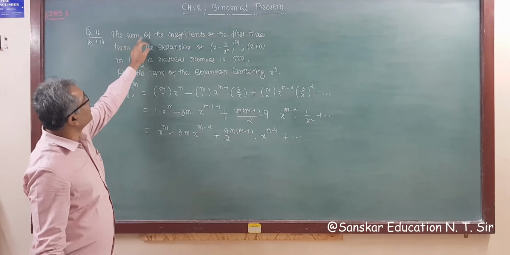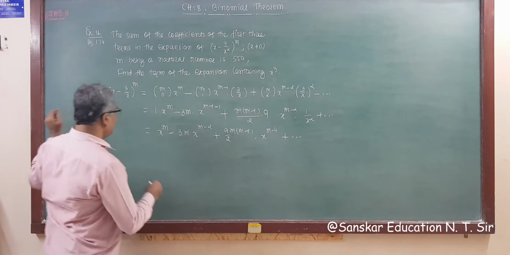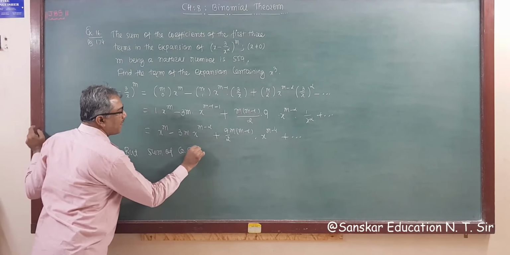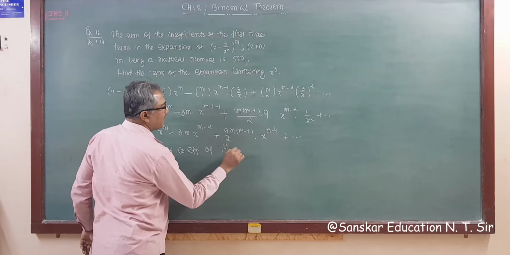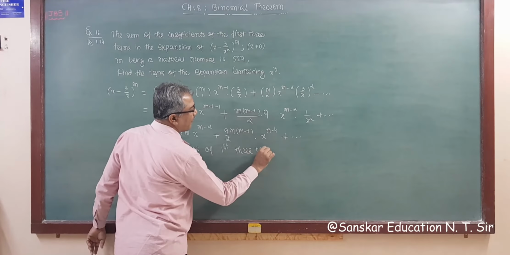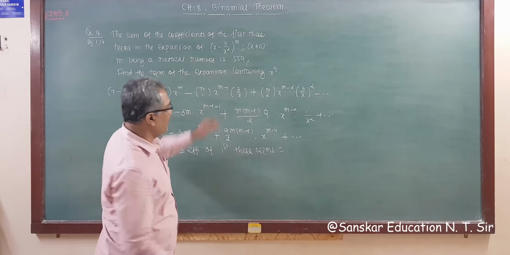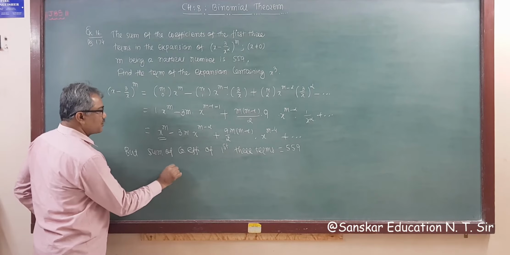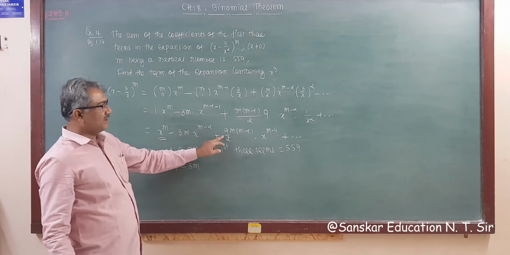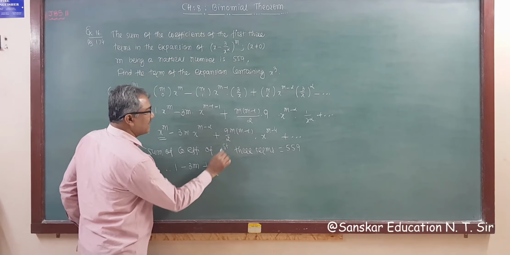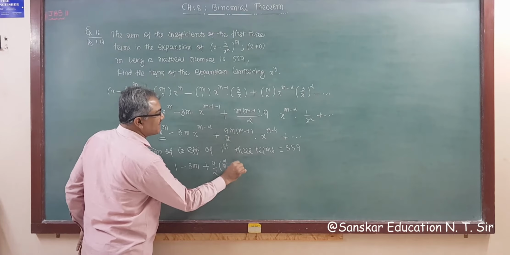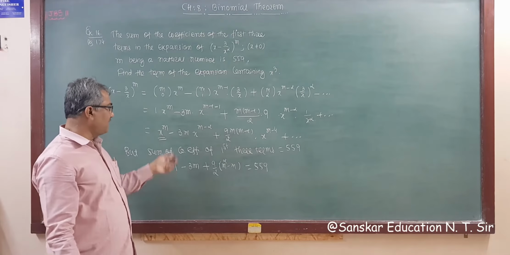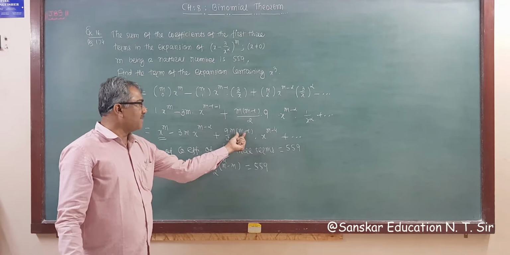Now the sum of the coefficients of the first three terms is given as 559. The coefficient of the first term is 1, the second term is minus 3m, and the third term is 9 by 2 into m squared minus m. So 1 minus 3m plus 9 by 2 into m squared minus m is equal to 559.